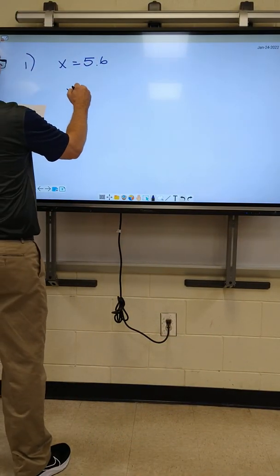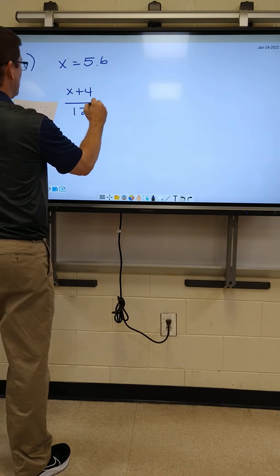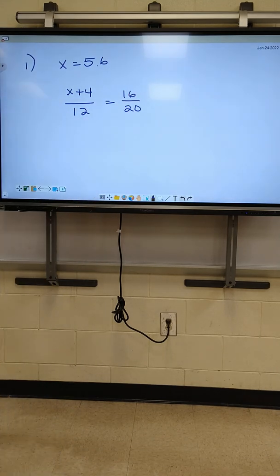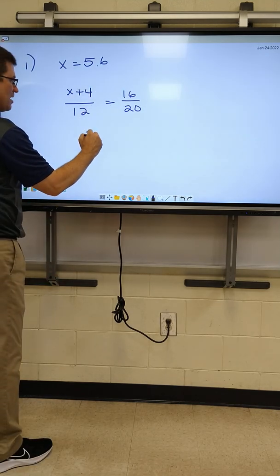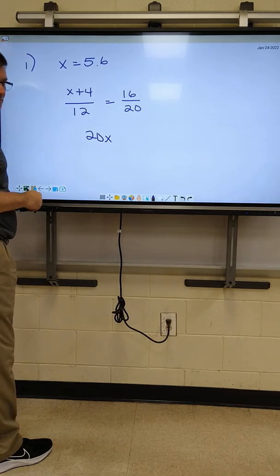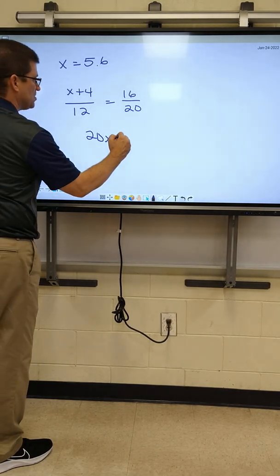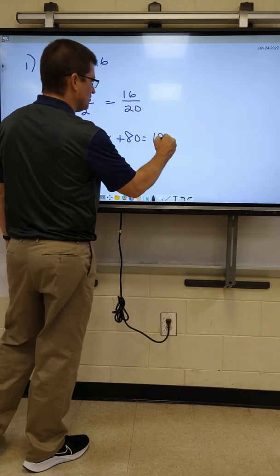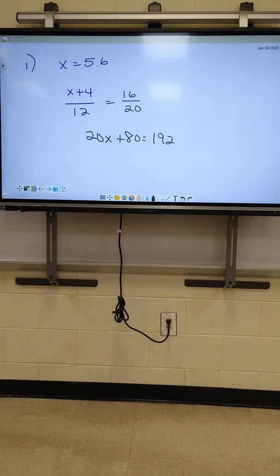All right, so I got x plus 4 over 12 equals 16 over 20. All right, Carter, tell me what to do first. 20 times x is 20x. What else? Good job. Equals 12 times 16. I got 192. All right, so did we start at the same? Okay, what do I move over next, Carter?